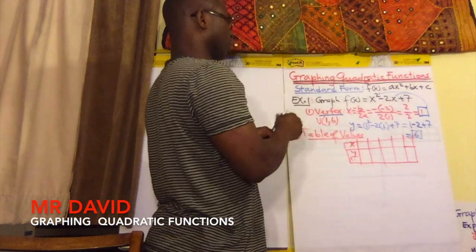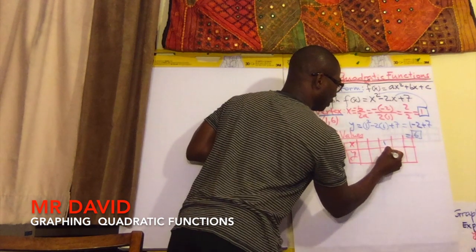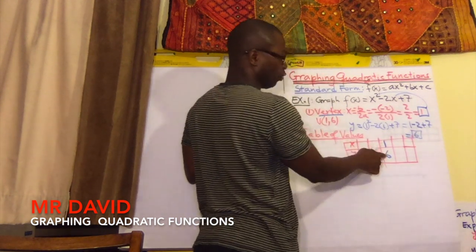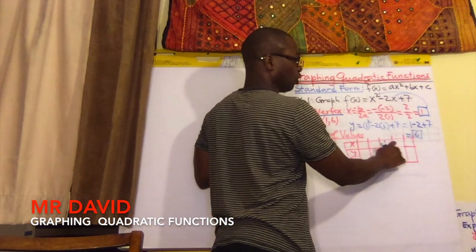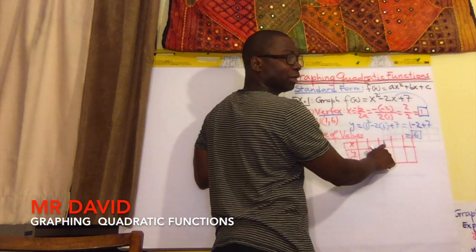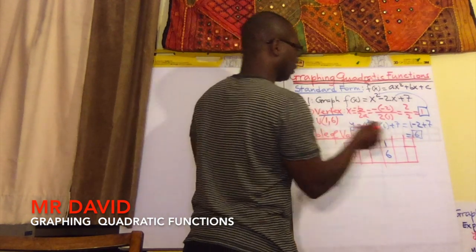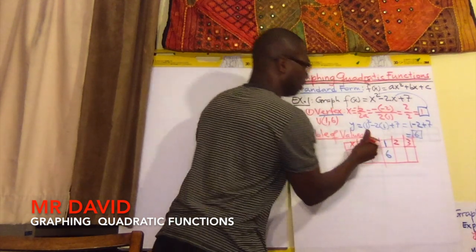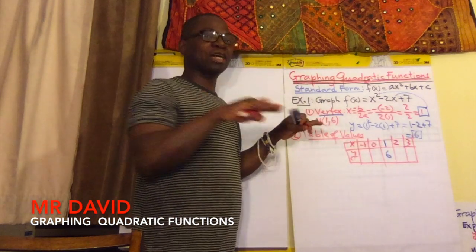The vertex is going in the middle. So the vertex is (1, 6): the x value of the vertex and the y value of the vertex go in the middle of the table. Pick two numbers that come right after 1. They've got to be consecutive. So after 1, we have 2, and then we have 3. What comes before 1? We have 0 and -1. So you see, all the x values are consecutive.